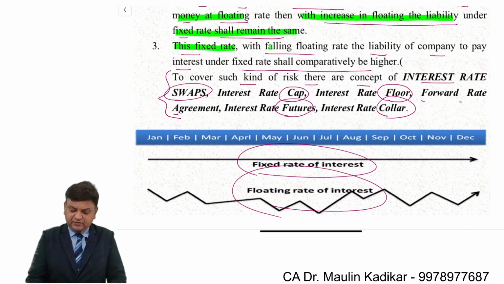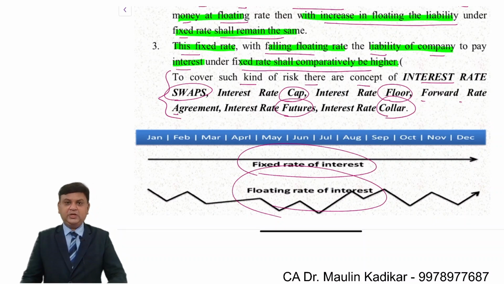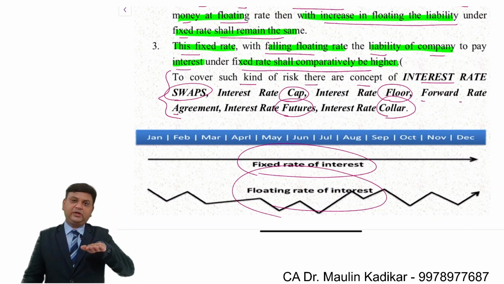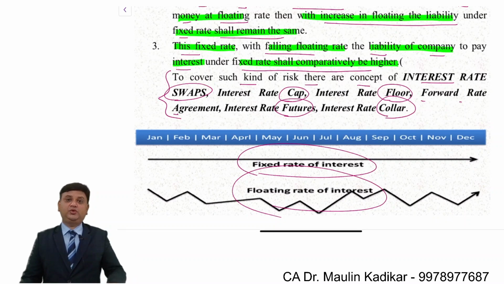With the falling floating rate, the liability of the company to pay interest under the fixed rate shall be comparatively higher. So if the floating rate of interest is falling and you have borrowed at the fixed rate, then your interest liability at the fixed rate is going to remain the same.